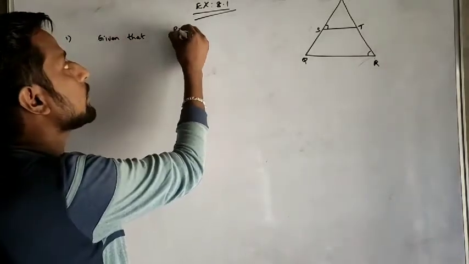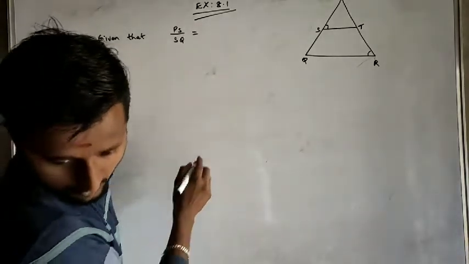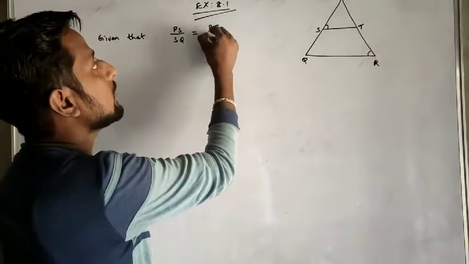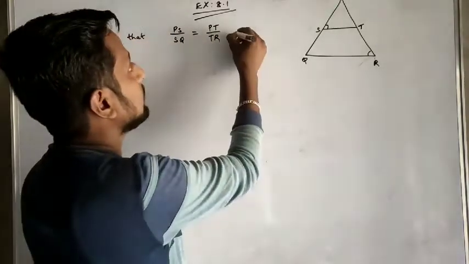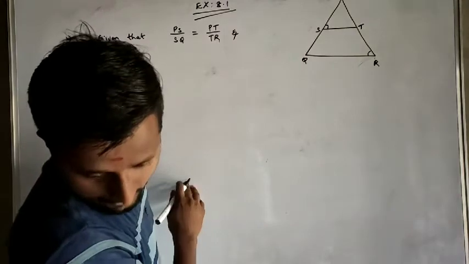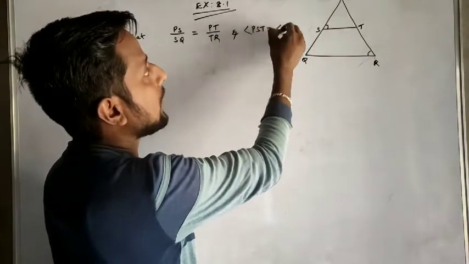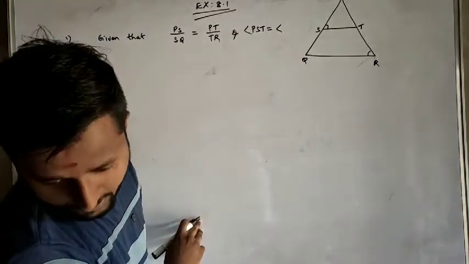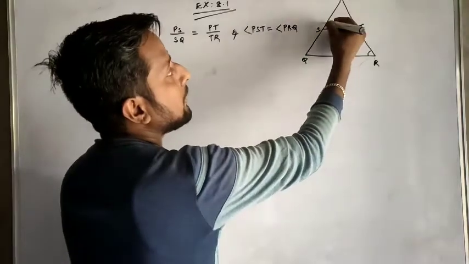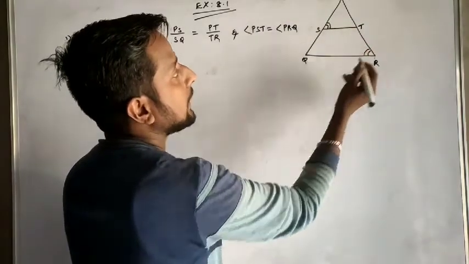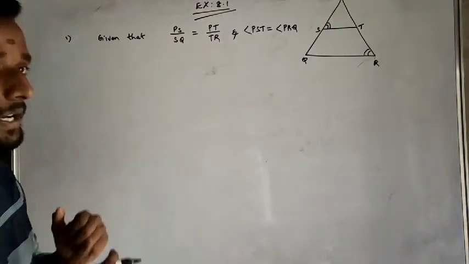PS by SQ is equal to PT by TR, and angle PST is equal to angle PRQ. Already in the diagram we marked the angles. These two angles are equal and the ratios of the two sides are equal. Okay, now we'll start.